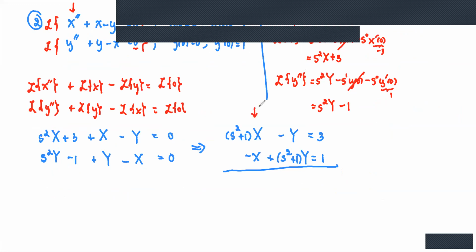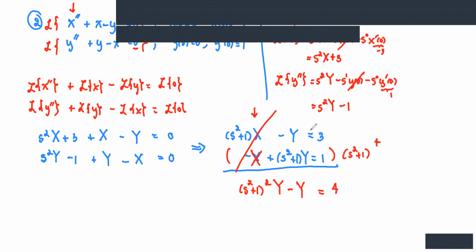This is the target. That means we have to multiply the second equation by s squared plus 1. Okay, s squared plus 1. Then we add them up, so the X term is gone. Now we have s squared plus 1 squared times the capital Y minus the capital Y equals 3 plus 1, which is 4.